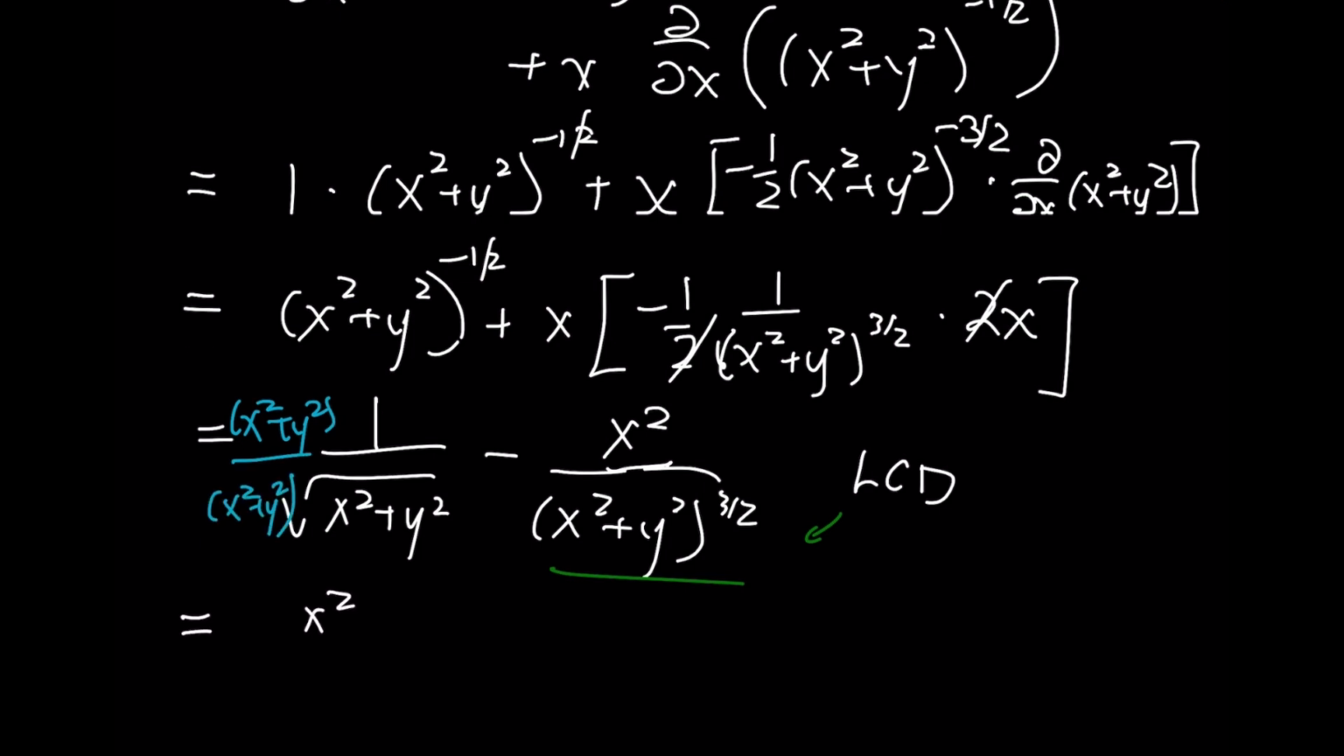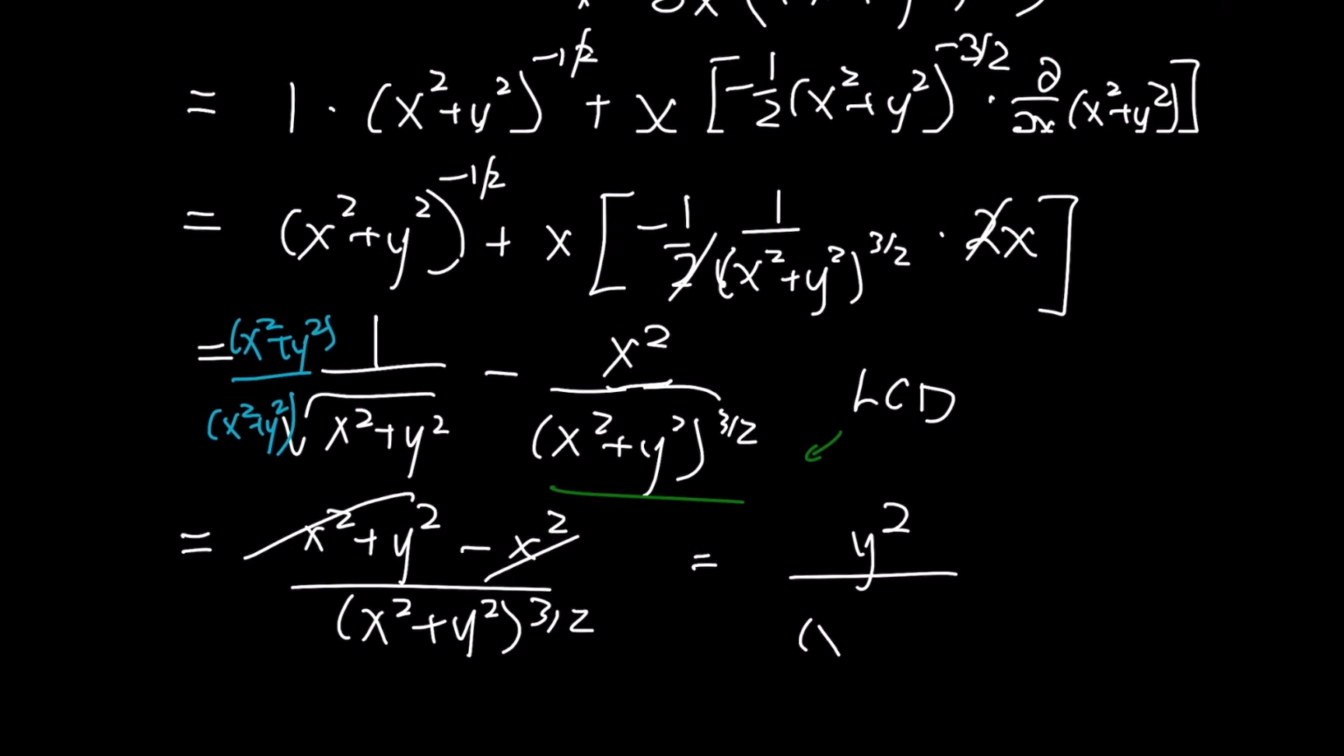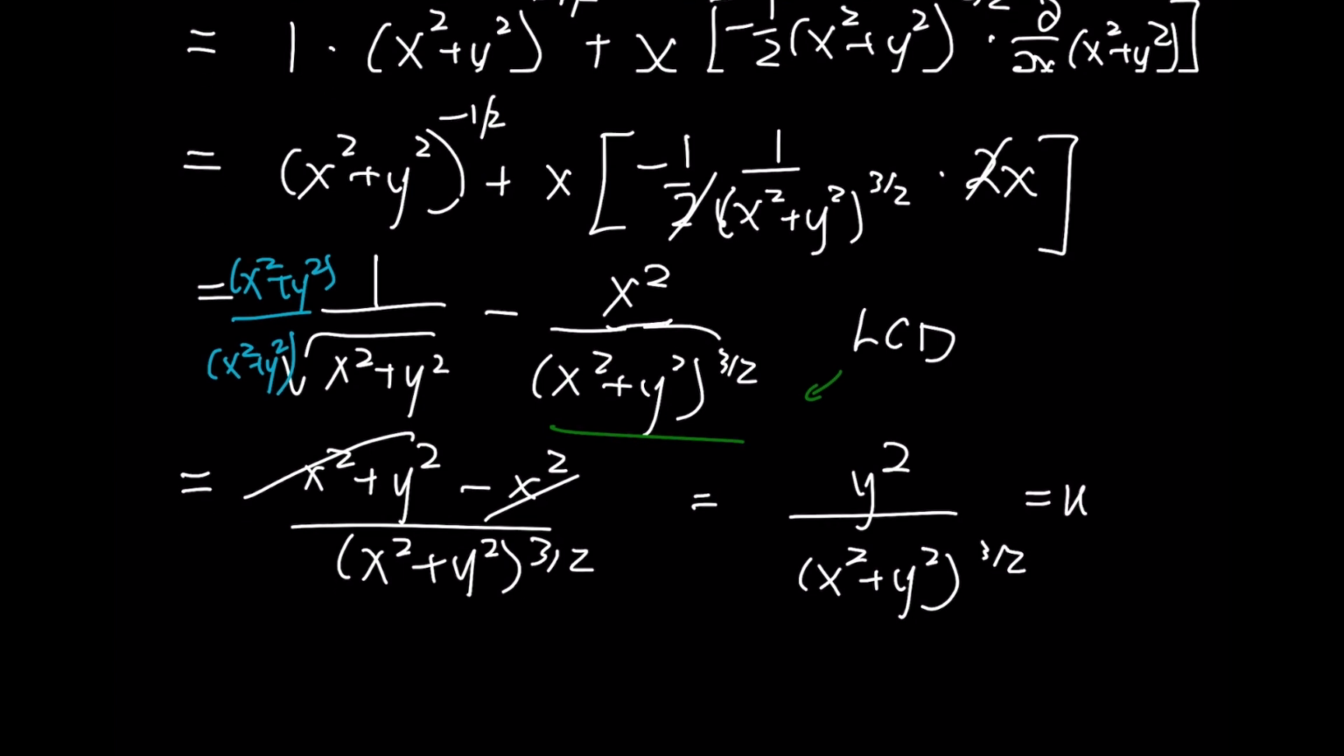When I put everything over a common denominator here, what you'll find is that those terms will cancel out and I'll get y squared over x squared plus y squared to the 3/2. So this is what the second partial derivative is with respect to x. This is what we might call a pure second derivative because it's with respect to the same variable twice.